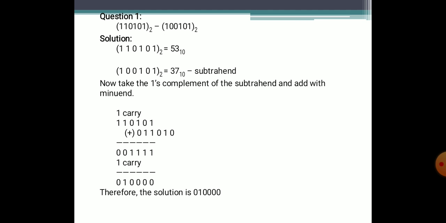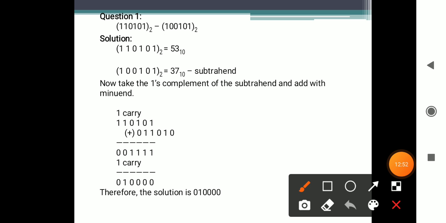So our first question is 110101 base 2 minus 100101 base 2. Now, as per our rules, we know the solution: 110101 base 2 is equivalent to 53 base 10 in decimal, and 100101 base 2 equal to 37 base 10 in decimal. Now, taking the 1's complement of the subtrahend and adding it with the minuend.